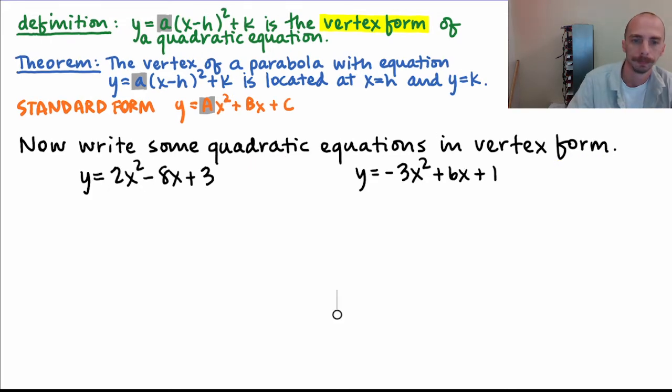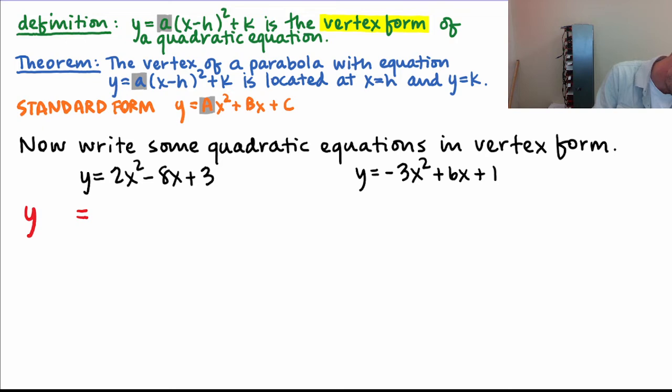Let's try 2 more. Okay, so these have a little extra layer of difficulty to them. They've got a leading coefficient that's not 1. And so I'm going to show you how to deal with that. So what I'm going to do is set up the same way, by adding room to add a number to both sides. But I'm going to factor out the 2.